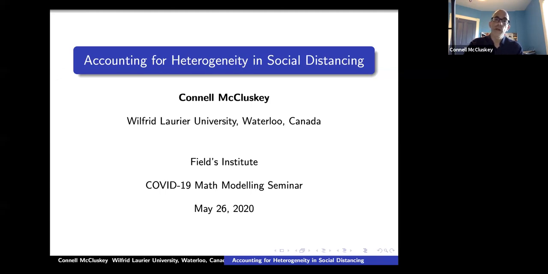And so I want to work with the idea of heterogeneity in contact levels or in social distancing. They're kind of equivalent. Social distancing is to reduce your contact levels. So I want to look at the idea of having different groups that are social distancing to different degrees and see what impact that has on the disease dynamics.